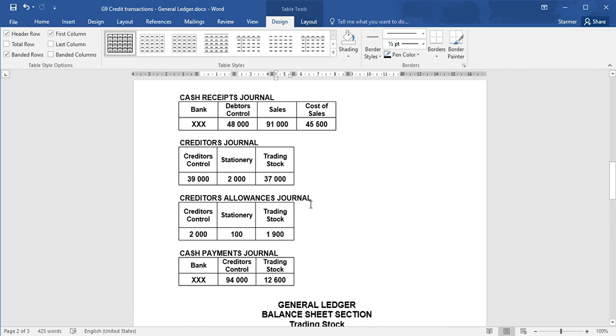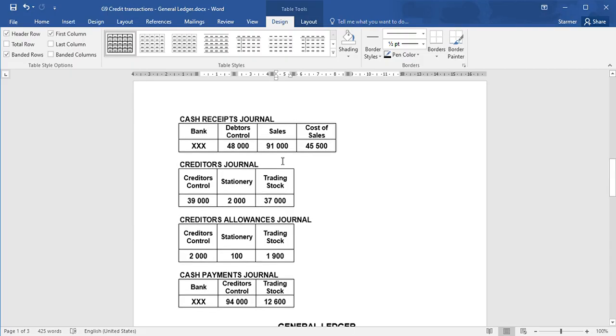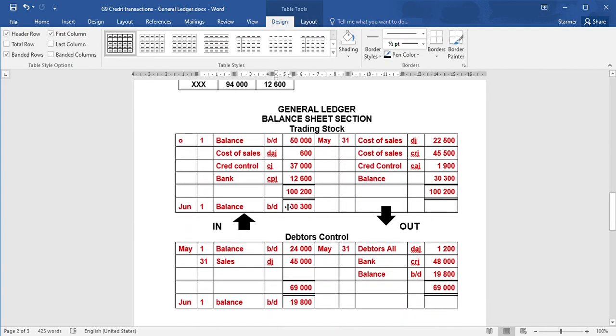Okay, and then don't forget with cost of sales, you always have to change trading stock as well. Now in terms of trading stock, the easiest thing to ask yourself so that you get the amount on the correct side is, is trading stock coming into the business or going out? If we are selling stock, trading stock is going out, so it's going to be on the minus side.